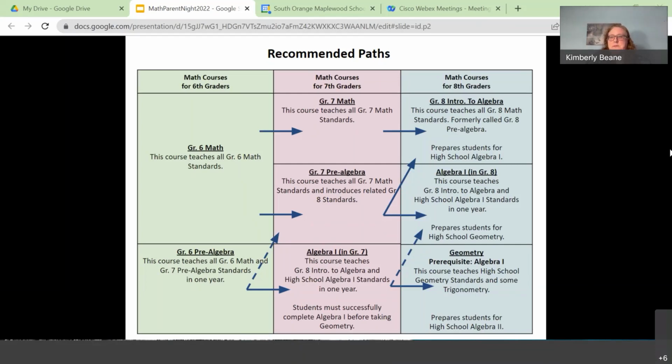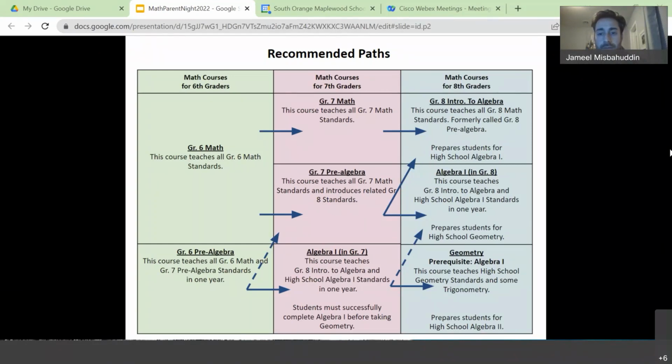Does CHS offer statistics? Yes, and the prerequisite is Algebra 2. Just so you know, for everyone, Algebra 2 is the highest required math course in the state of New Jersey. You have to take 3 classes, and one of them has to be Algebra 2. After that, you go different routes. One of them could be statistics.